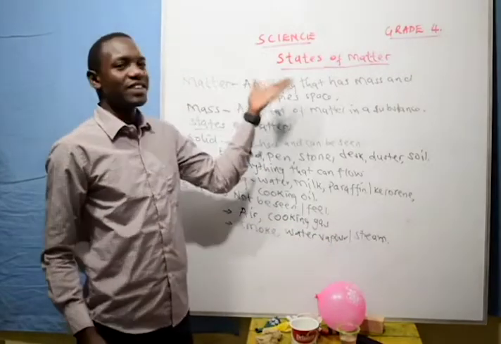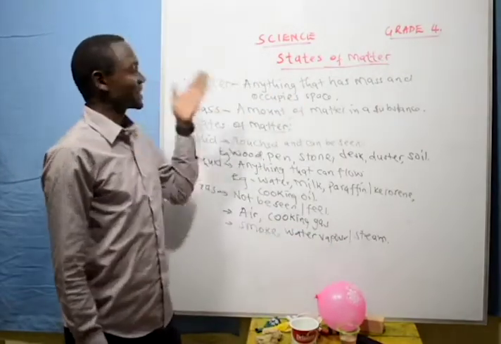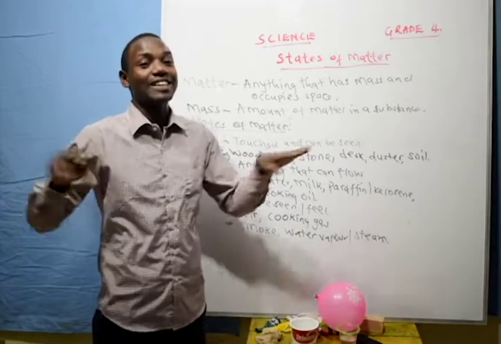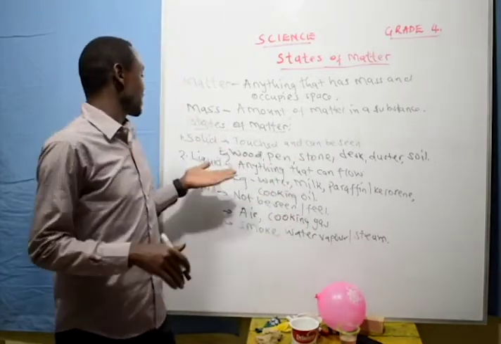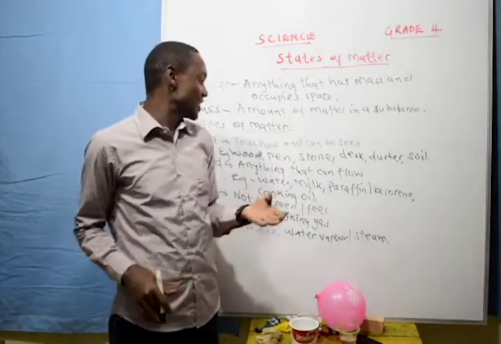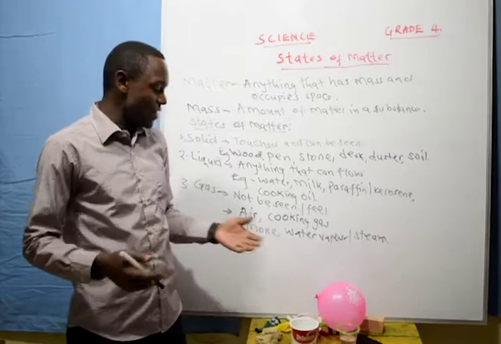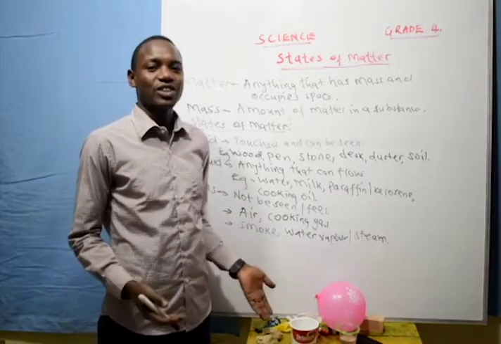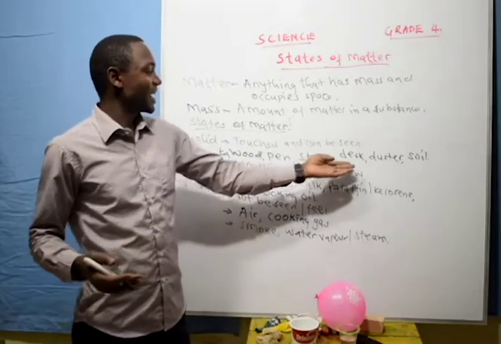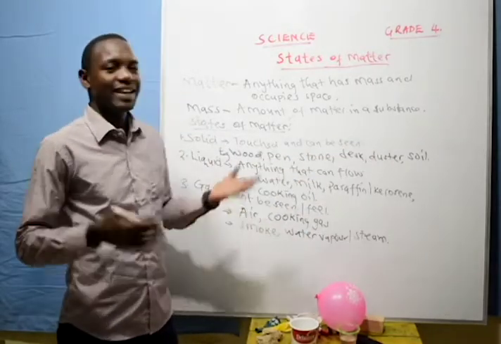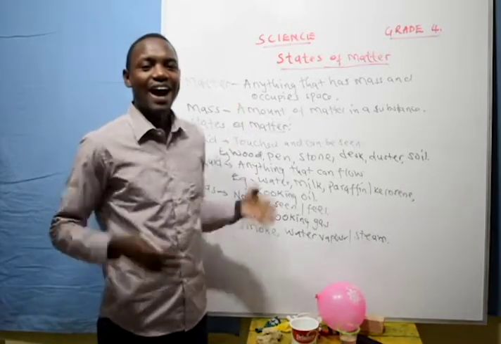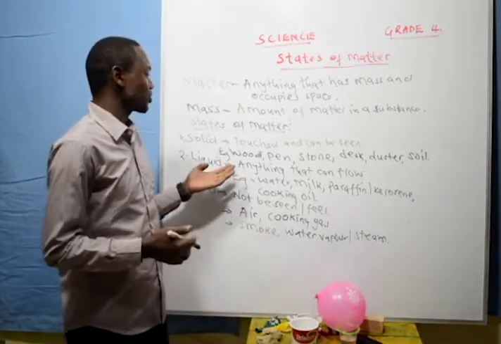So we said we have three states of matter. Matter is anything that has mass and occupies space. Anything that is around you, you can classify it as either a solid or a liquid or a gas. We say anything that we can touch and you can see is called a solid. And we gave examples of solids like a stone, a piece of wood, desk, duster, soil, a pen, anything that you can see. A tree, a house, a car, a cow, all those are examples of solids.